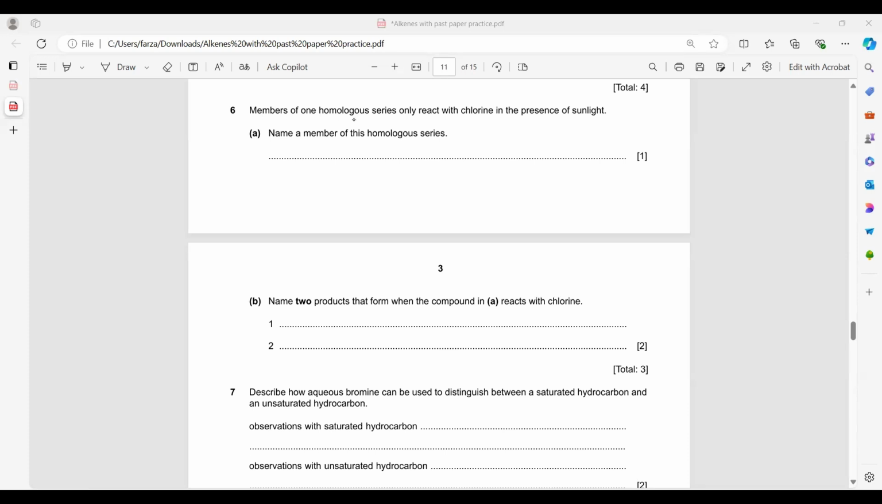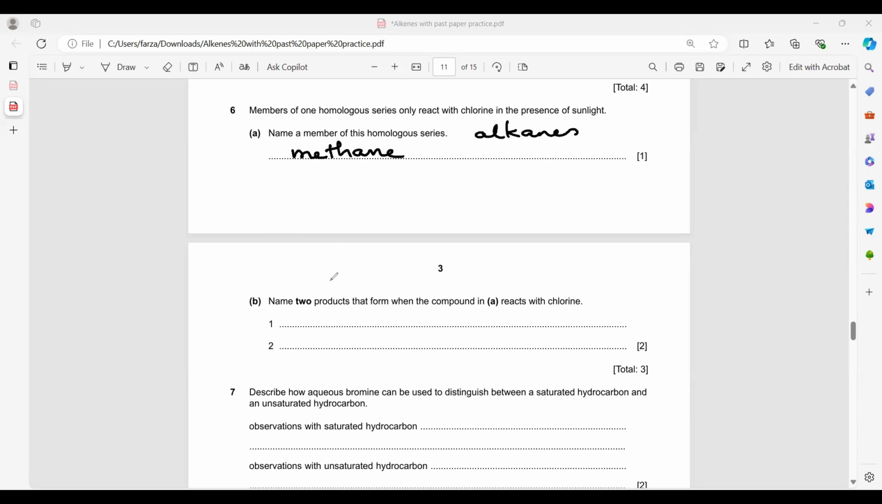Members of one homologous series only react with chlorine in the presence of sunlight. So name a member of this homologous series. So the homologous series is alkanes, and you can name any member. I choose to use methane.